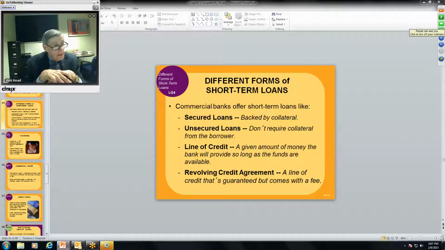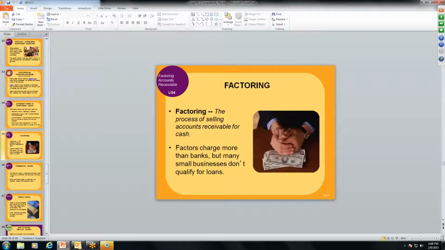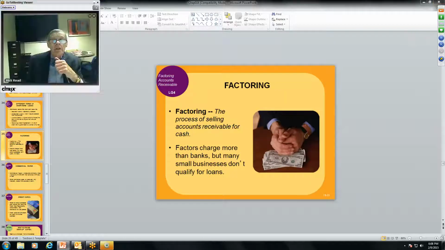A line of credit is something that's extended by a lending institution, bank or savings and loan, if the funds are available. And they say, okay, you can borrow up to this amount of money. Revolving credit agreement is what it says. It's something that's there, but obviously there's a fee for it. So again, no things are free, and you have to understand that. This is something that is available to small businesses.